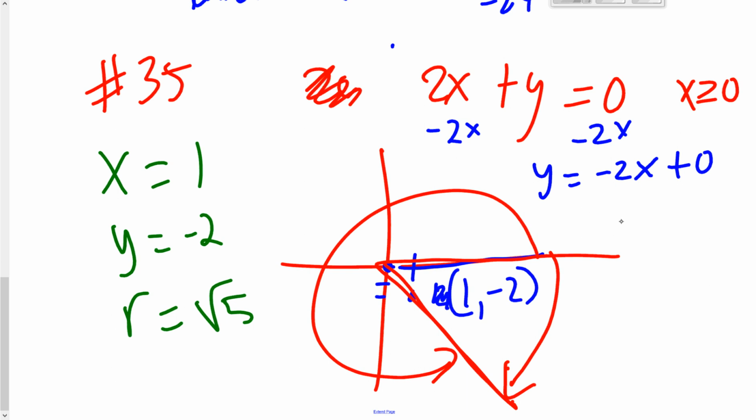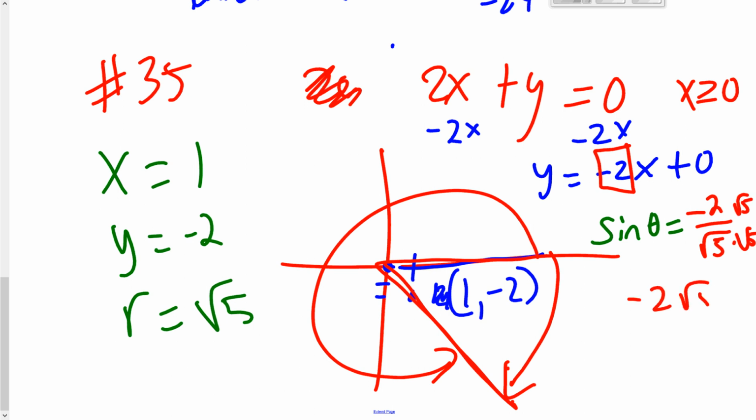And now we can find sine of our angle. Notice that tangent of theta should be negative 2, because that's our slope, right? So let's find sine of theta first. That is y over r. Rationalize that denominator. So negative 2 root 5 over 5 is our sine of theta.